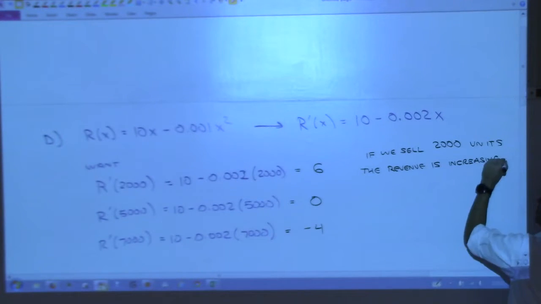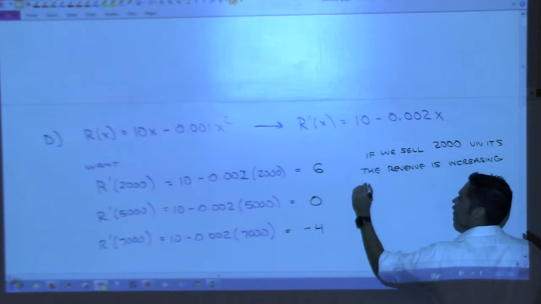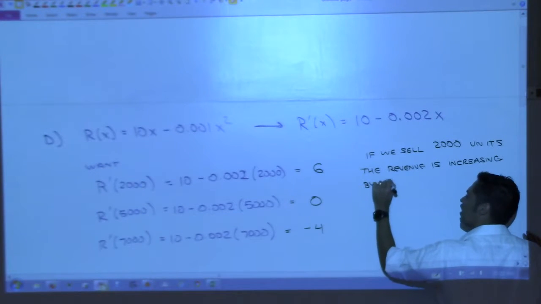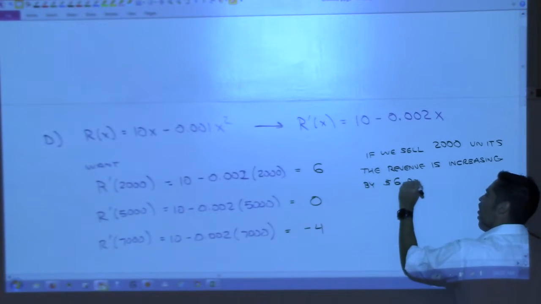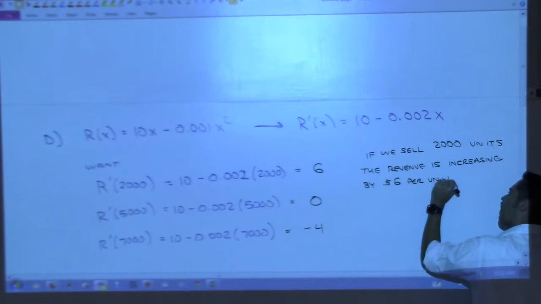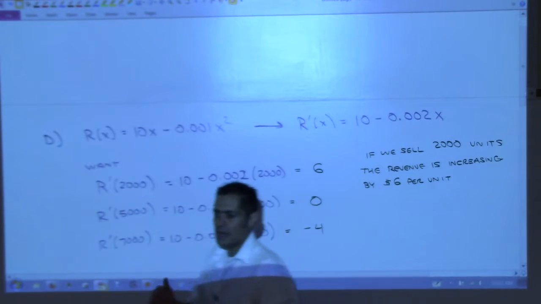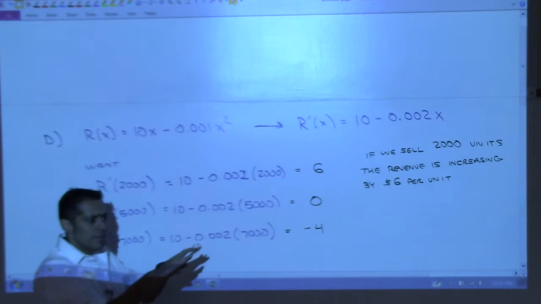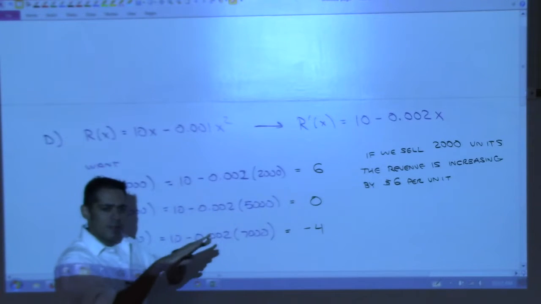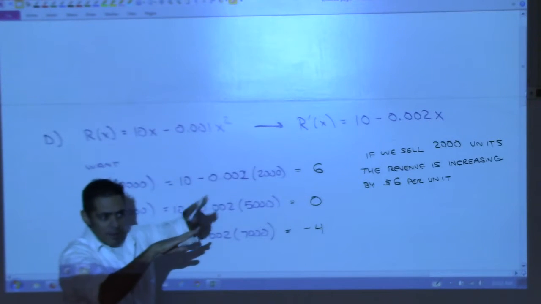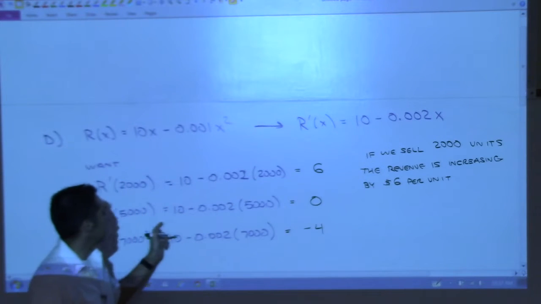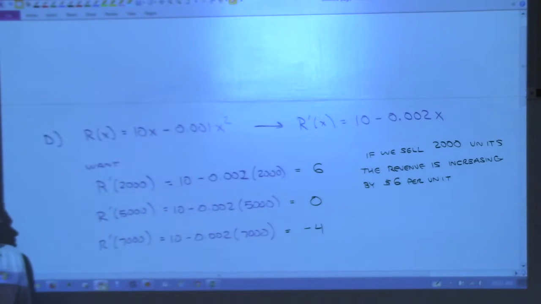Increasing because it's positive 6, right? Increasing by $6 per unit. So things are good. At 2,000 units, our revenue is going up, isn't it? So we got good revenue. Things look like things are going up and up for us. But when we get to 5,000 units, what happens?